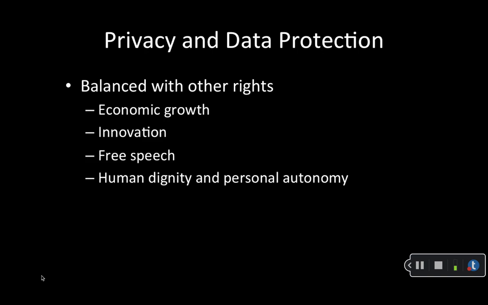Privacy and data protection are balanced in the United States in accordance with other rights and interests that societies need to prosper and flourish, namely economic growth and efficiency, technological innovation, property and free speech rights, and of course the values of promoting human dignity and personal autonomy. The most significant factor in counterbalancing privacy protections in the U.S. is perhaps the right to freedom of expression guaranteed by the First Amendment.